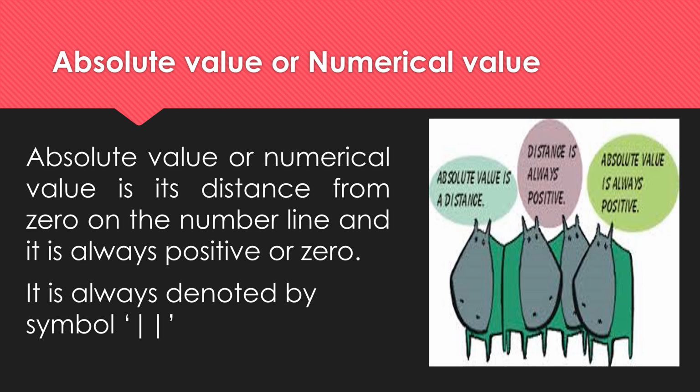Absolute value or numerical value is its distance from 0 on the number line, and it is always positive or 0. It means the absolute value of any number is the distance of that number from 0. For example, if a boy is standing at the number -6, it is 6 units away from 0, but its absolute value is always positive, so the absolute value of -6 will be 6.